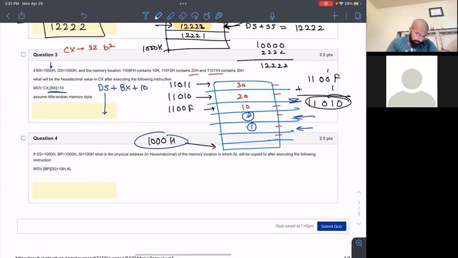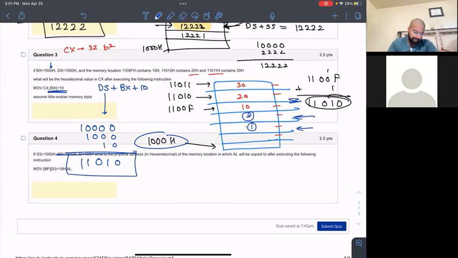So the data segment is 10000, BX is 1000, and then we are adding an additional 10, which means 11010. So this whole thing, BX plus 10, is pointing at this memory location, 11010, in this data segment.